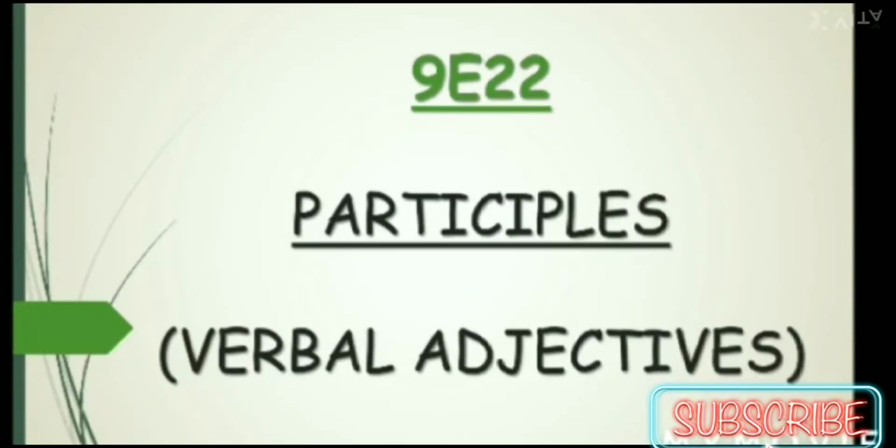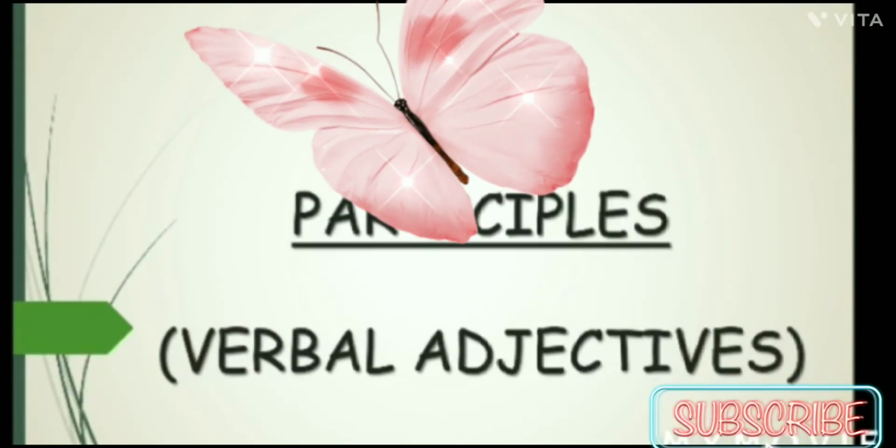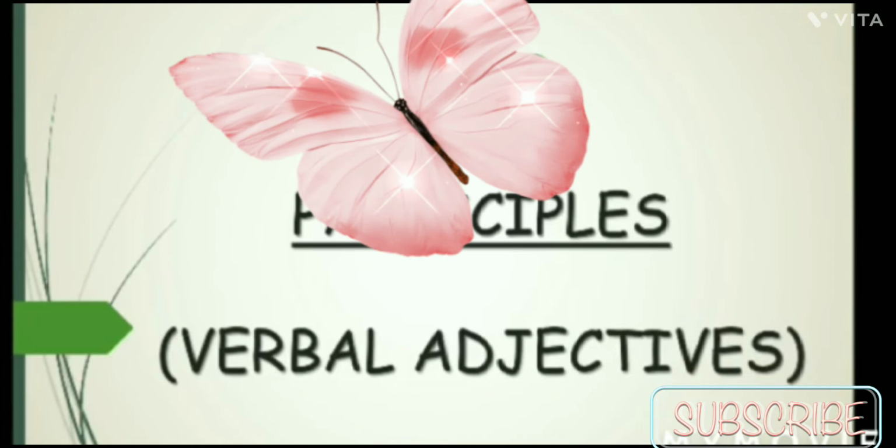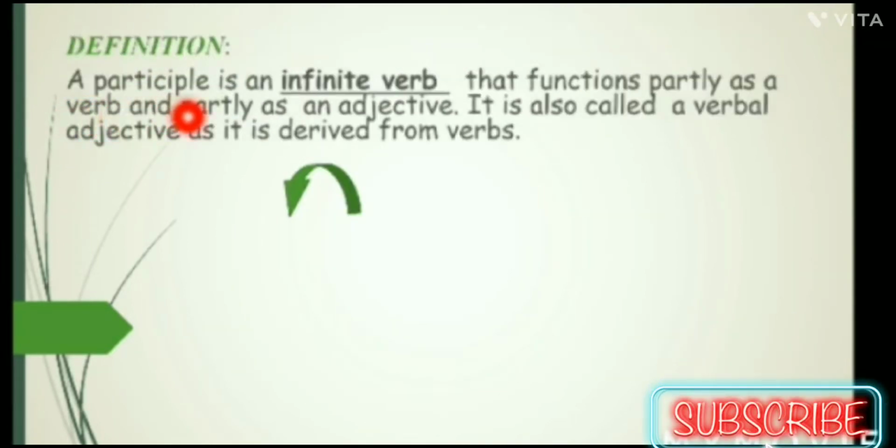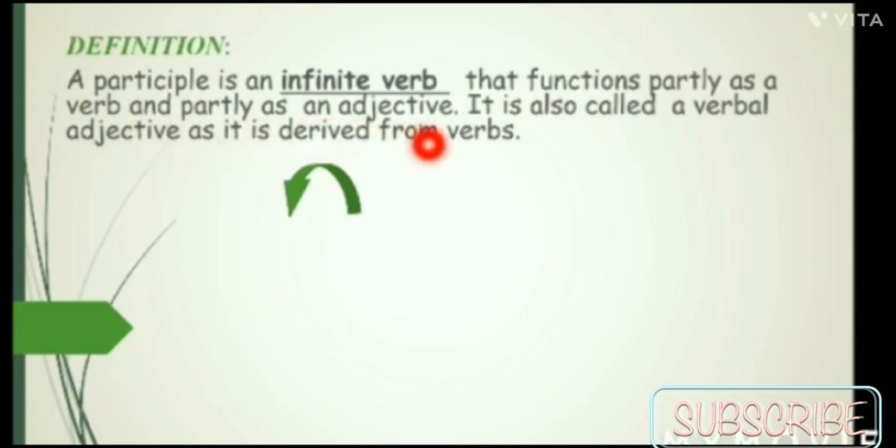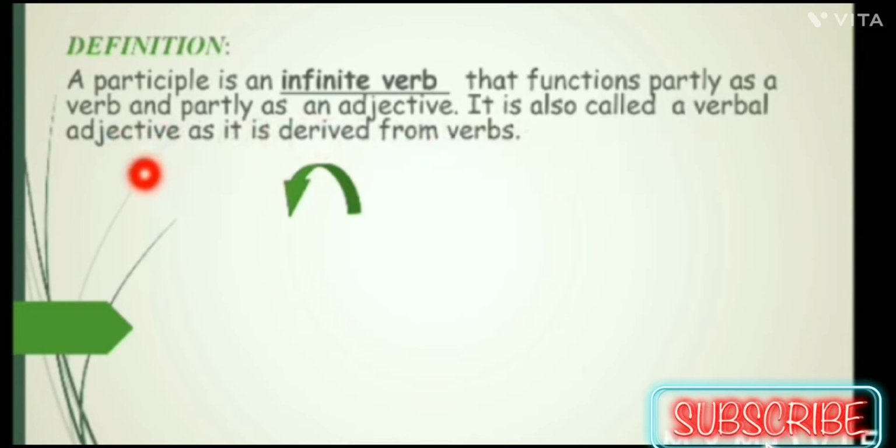Our today's topic is participles. Participles, which are verbal adjectives. Let's start with the definition. A participle is an infinite verb that functions partly as a verb and partly as an adjective. It is also called a verbal adjective as it is derived from verbs.